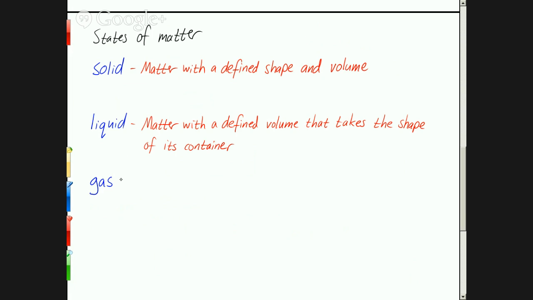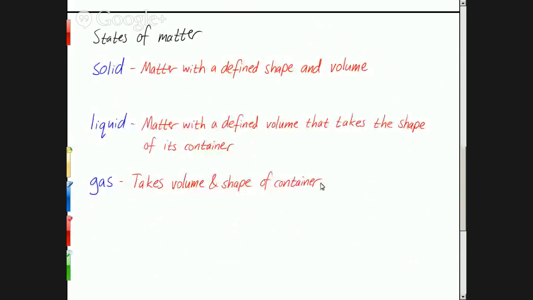So its shape is not fixed. So then what do you think the gas definition is going to be? If we're thinking in terms of volume and filling a container, what does a gas do that's different from a liquid? Right. It has no shape or volume of its own. So a gas will take the volume and the shape of its container. Gases have a defined mass. They're matter, they have a defined mass.